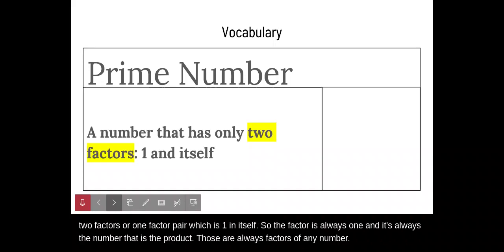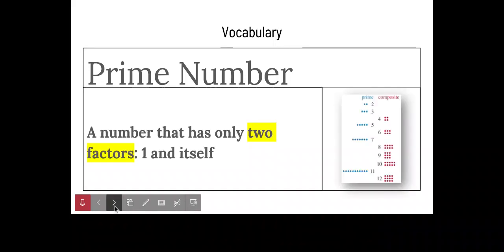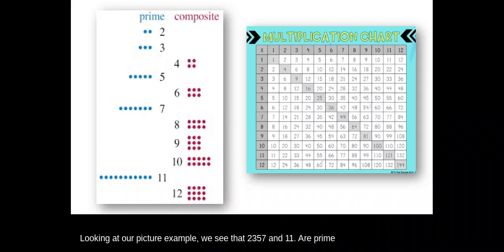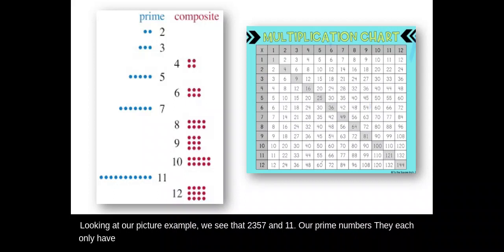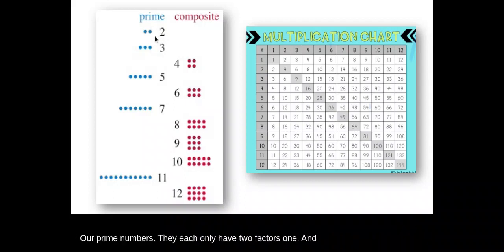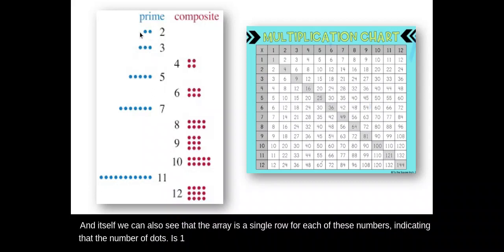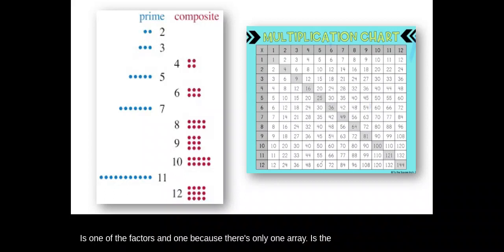Pause the video to fill in the blanks. Looking at our picture example, we see that 2, 3, 5, 7, and 11 are prime numbers. They each only have 2 factors, 1 and itself. We can also see that the array is a single row for each of these numbers, indicating that the number of dots is one of the factors, and 1, because there's only one array, is the other factor. That's it.